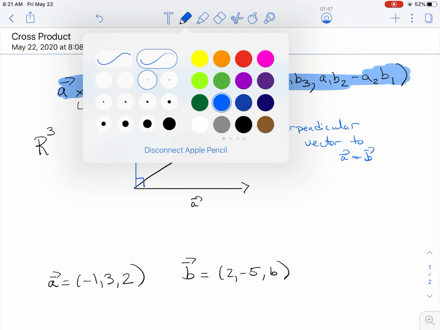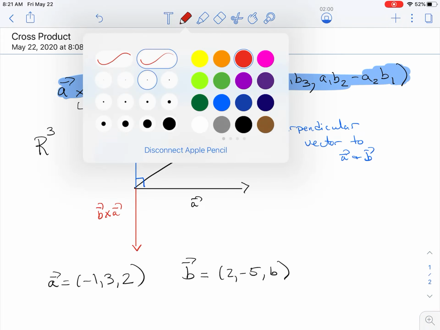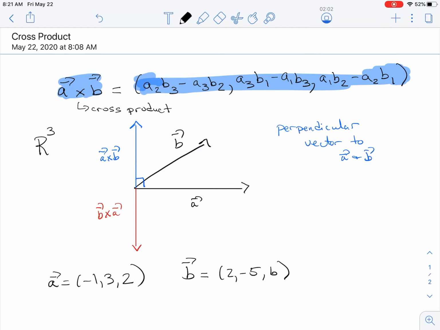So that would be A cross B. The negative of that, B cross A, would go the other way. Again, perpendicular. And again, this is all in 3 space. So again, how are we going to calculate it?